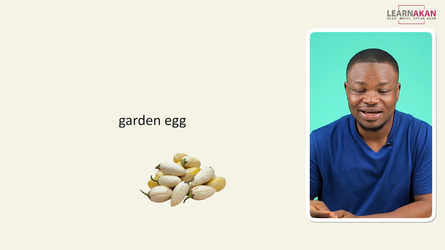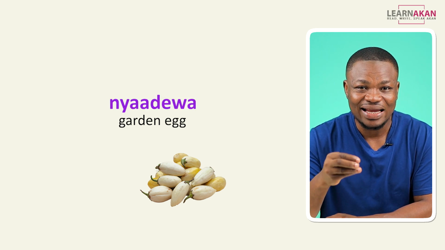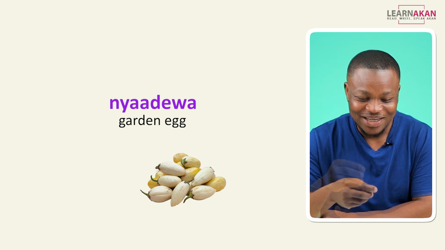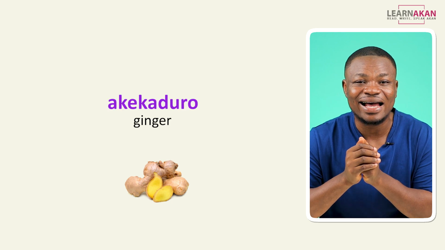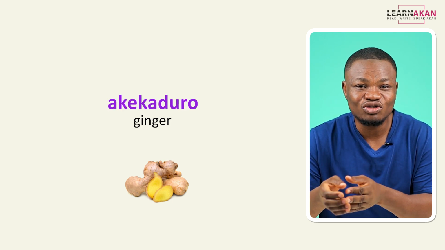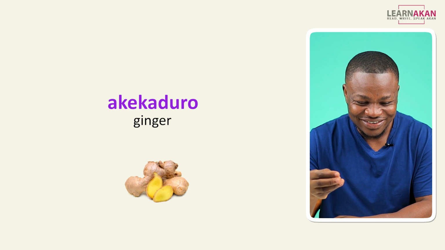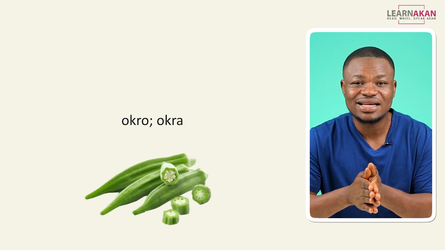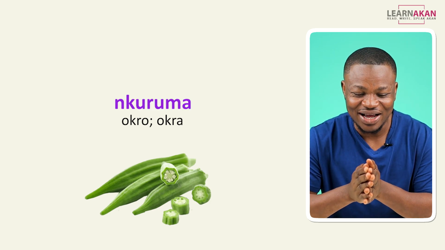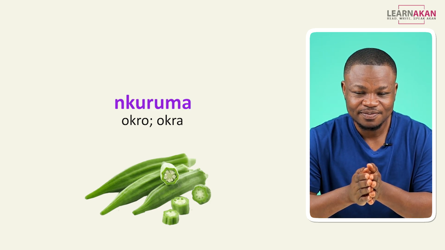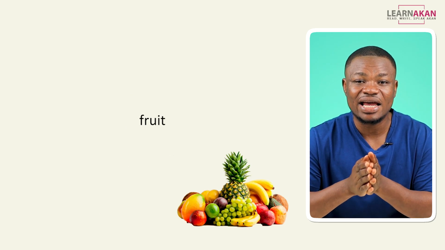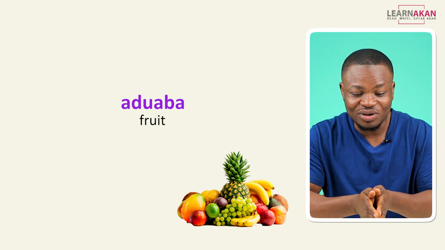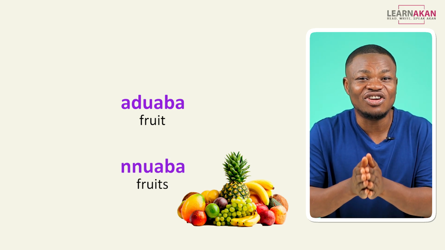We have garden egg, and that is nyadoa. Okay, nyadoa. Next we have ginger, and that is akikedru. Okay, and then we have okra. Some of you call it okra, and that is nkruma. And then we have fruits, and that is ediaba. The plural fruits is niaba.